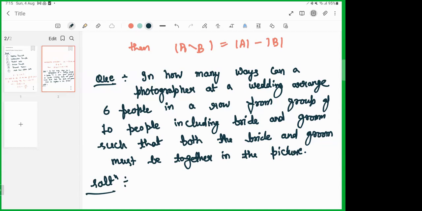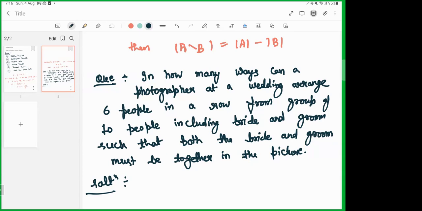So this is the question. In how many ways can a photographer at a wedding arrange 6 people in a row from a group of 10 people, including bride and groom, such that both the bride and groom must be together in the picture? So we have a total of 10 people, and we have to arrange 6 people in a row such that bride and groom are together.